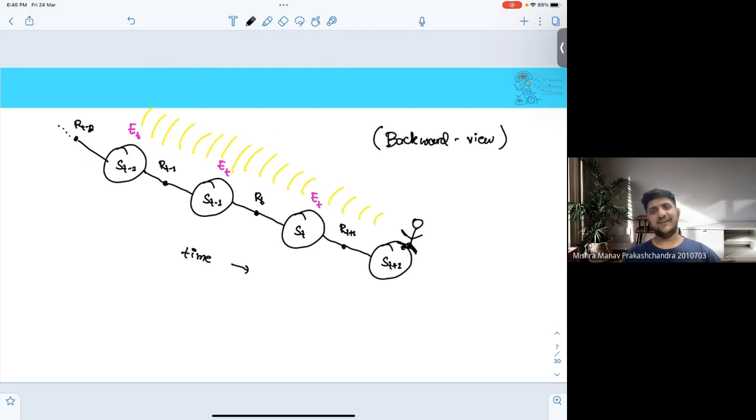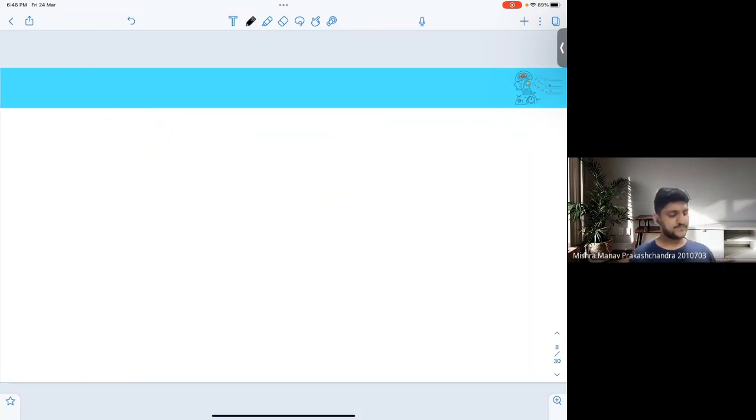So that's why people had to come up with the notion of the backward view, so that each state has some eligibility, and looking at the strength of the eligibility, that particular state is updated accordingly, right? So that's the whole idea behind eligibility traces.